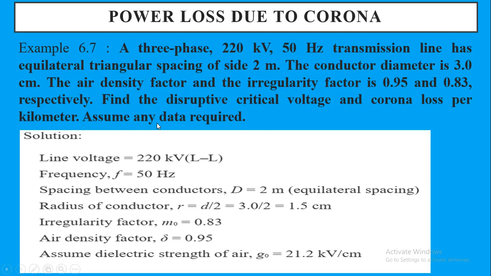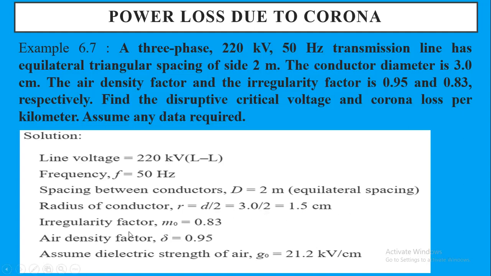Assume any data required. Coming to the solution and data, the line voltage is 220 kV, which is the line to line voltage. The operating frequency is 50 Hz. The spacing between the conductors, D, is 2 meters, and equilateral spacing means the spacing between every pair of conductors is the same, 2 meters. The radius of the conductor R equals D by 2, that is the diameter 3 divided by 2, giving a radius of 1.5 centimeters.